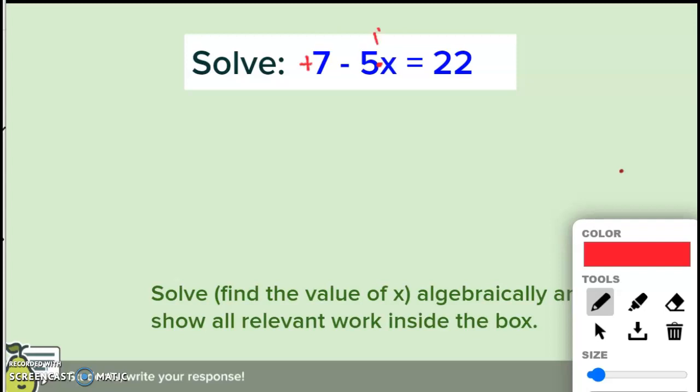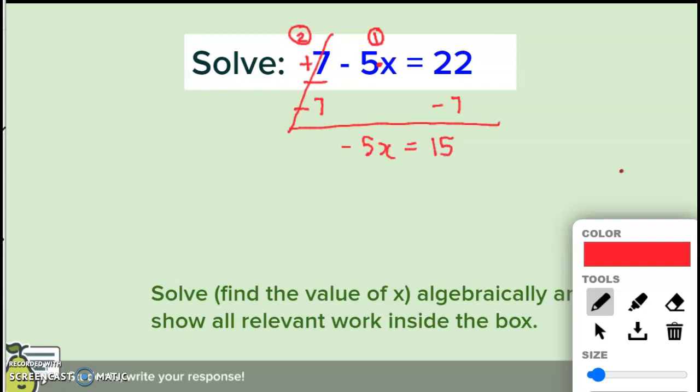So the first thing being done to x is multiplied by negative 5, and then it was added to 7. Okay, so in order to undo, again, we need to tackle the very last thing that was done to x, and that is adding 7 to it. So we need to get rid of this 7, positive 7. How do I do that? I subtract 7 from both sides. And when I do that, you are left with negative 5x is equal to 22 minus 7, which is 15.